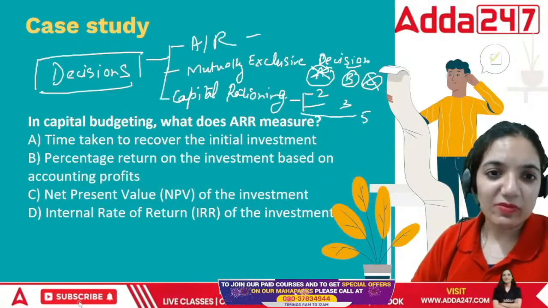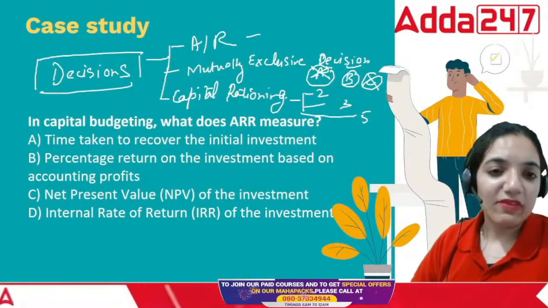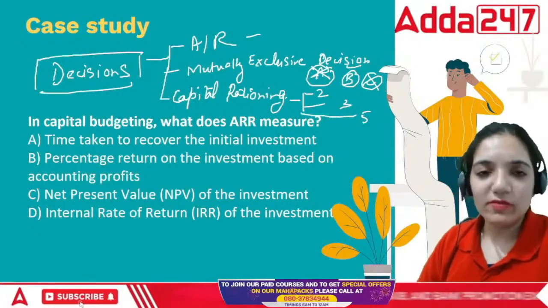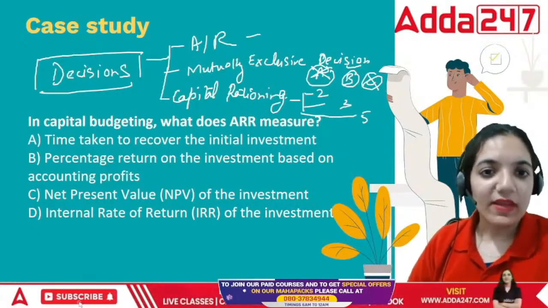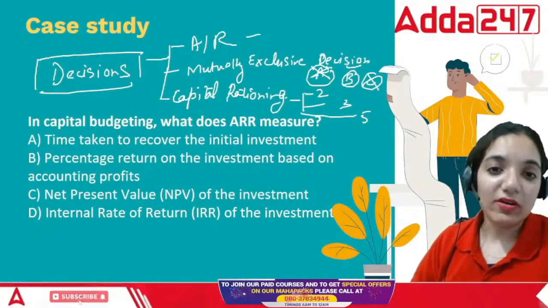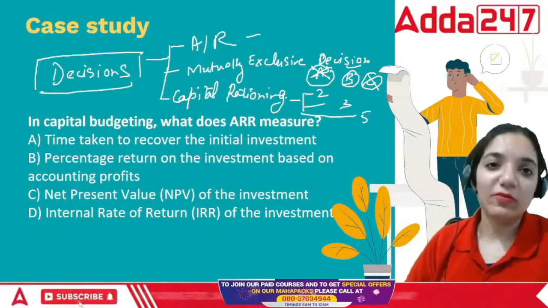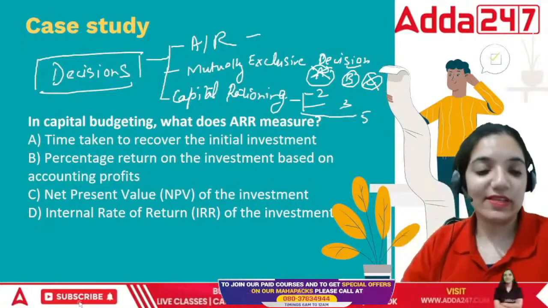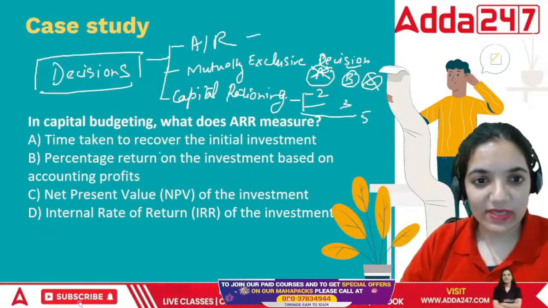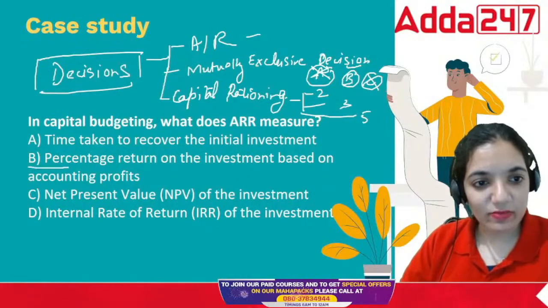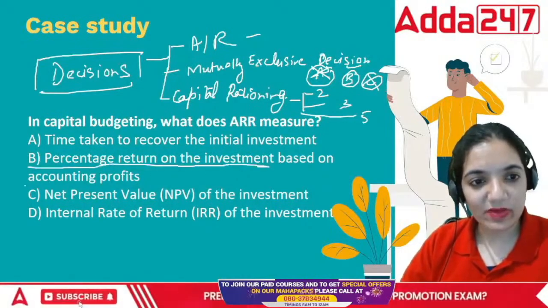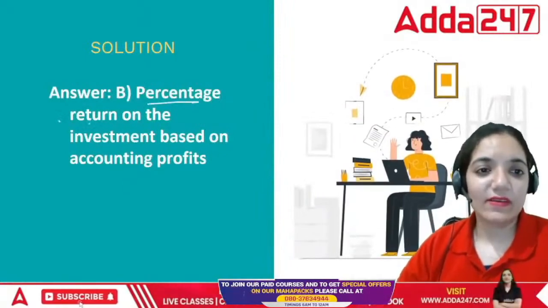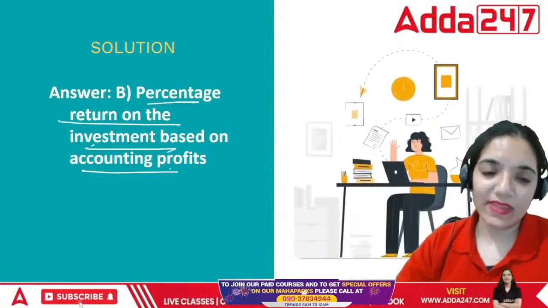Percentage return on investment based on accounting profits, NPV or IRR. NPV and IRR are basically modern methods, so I'm ruling them out. Then, percentage return on investment based on accounting profits. I told you return on investment and accounting rate of return are all the same. So in this case, the correct answer would be percentage return on investment based on accounting profits. Okay? Next question.